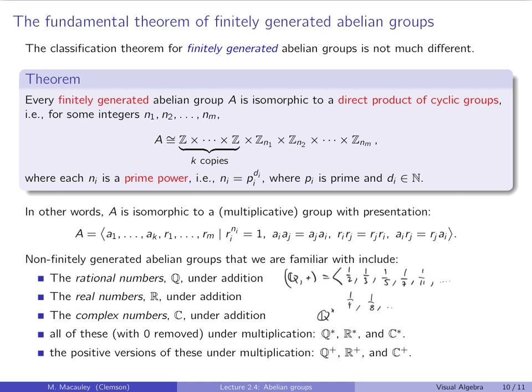Also, as another variation, you can just take the positive versions of the rationals and the reals. Oh, I say you can't take the positive versions of the complex numbers. That doesn't make sense. This is an unordered field, but you can take the positive versions of the rationals and the reals, and those under multiplication, that's a group as well, also not going to be finitely generated.